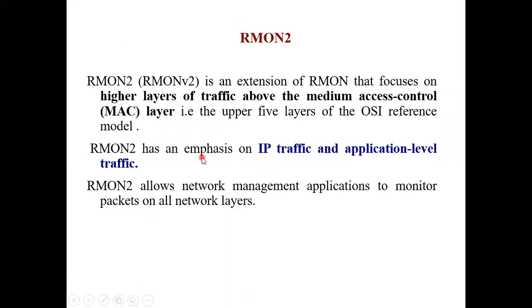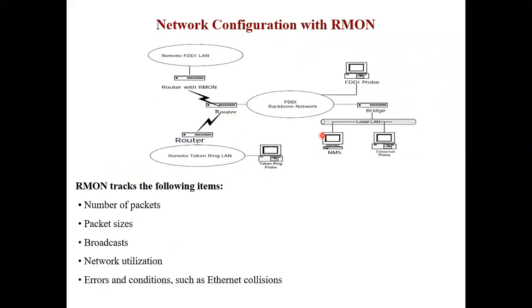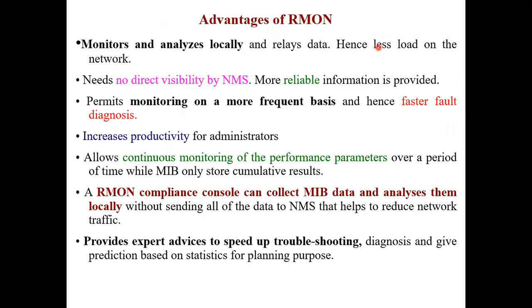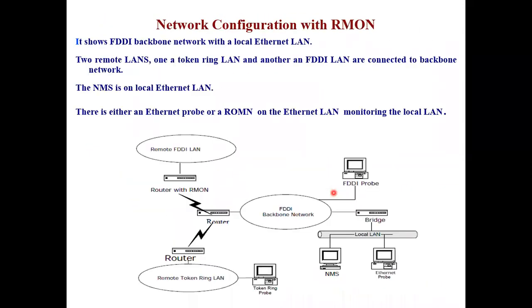Similarly, your RMON 2 emphasizes the IP traffic and the upper layers till the application layer. Okay, so RMON 2 allows network management applications to monitor packets on all the network layers. So RMON 2 is an extension of RMON 1, which is concentrating on the upper 5 layers. So as such, a short note on RMON. Okay, so this is the main diagram with which you will be explaining. And for objective type questions, this part is important. So with this, we finish the third chapter.